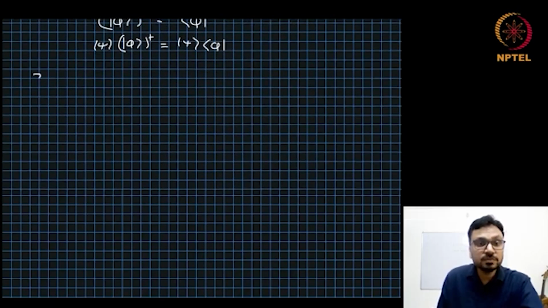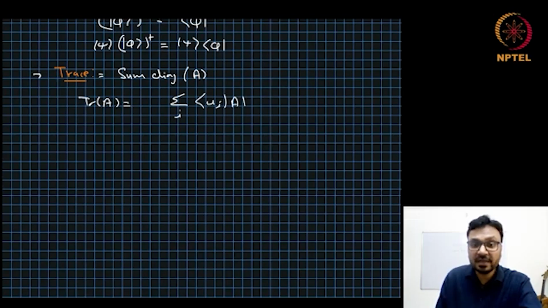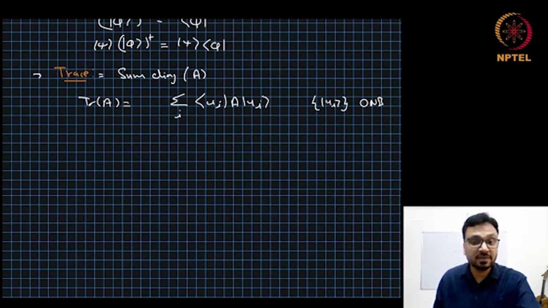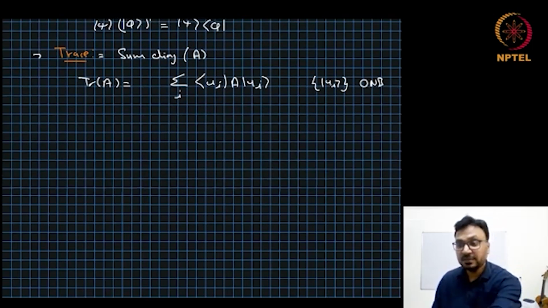Another thing to understand about linear operators is the trace. How do we define the trace of an operator? We generally know that if we are given a matrix, we just take the sum of the diagonal elements. The sum of the diagonal elements of the matrix A is the trace. But more generally, the trace of A is defined as the sum over i of <u_i|A|u_i>, where u_i is a set of complete and orthonormal basis vectors on a vector space.